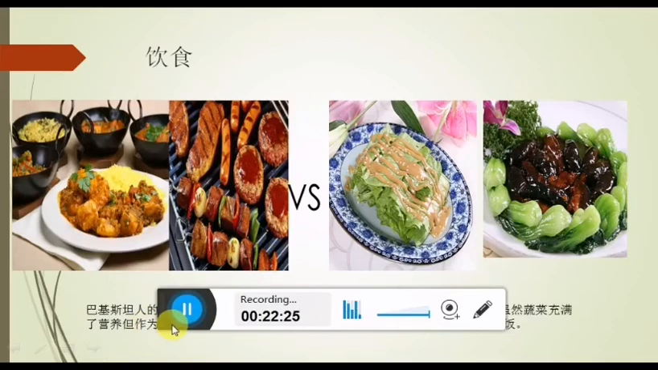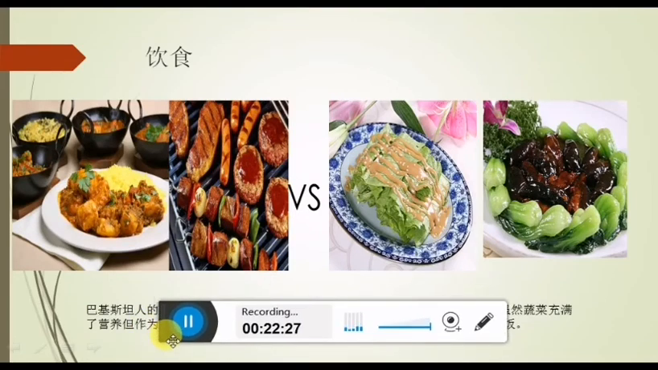Let's move on. Food means food. Cultural differences between two countries. A Chinese meal consists of two parts. Staple food, normally made up of rice, noodles or steamed buns, vegetable and meat dishes. So it smells, it tastes very good.